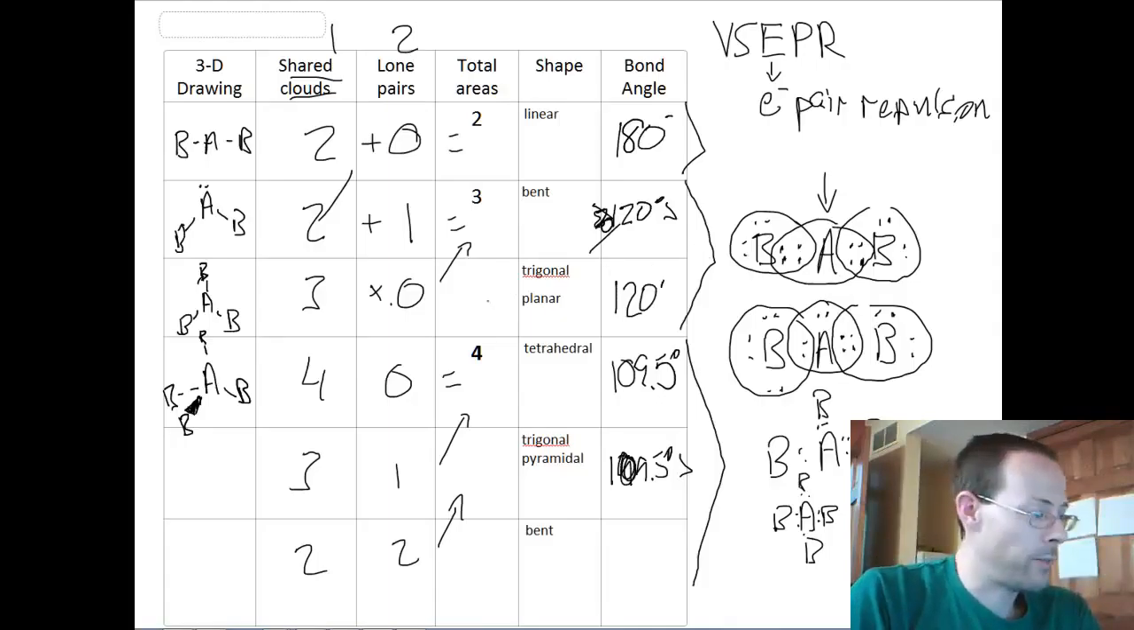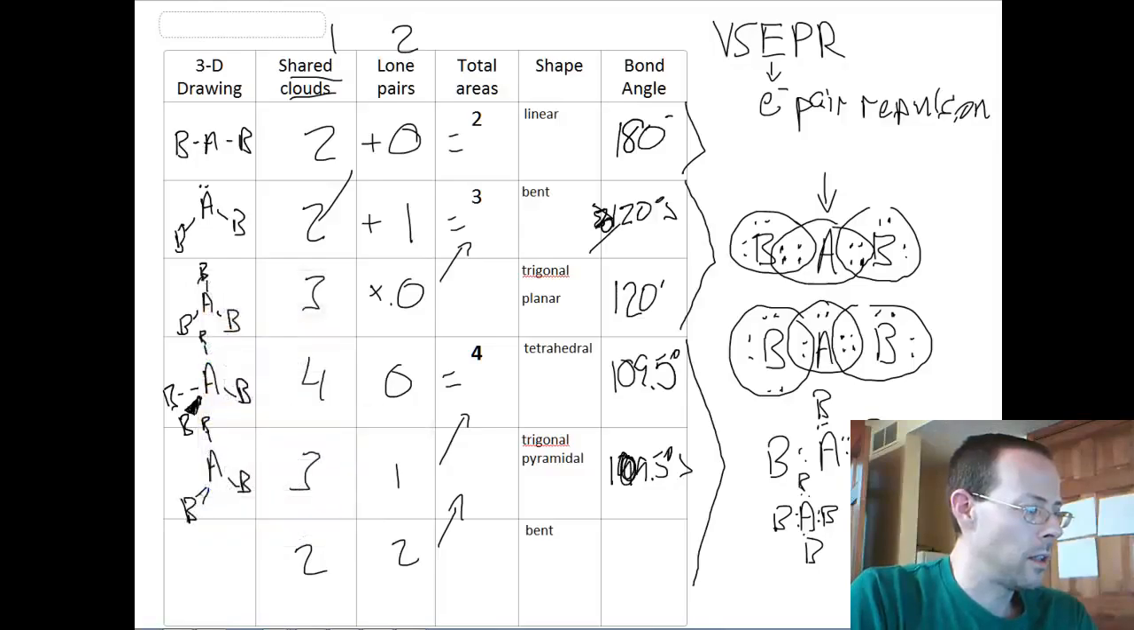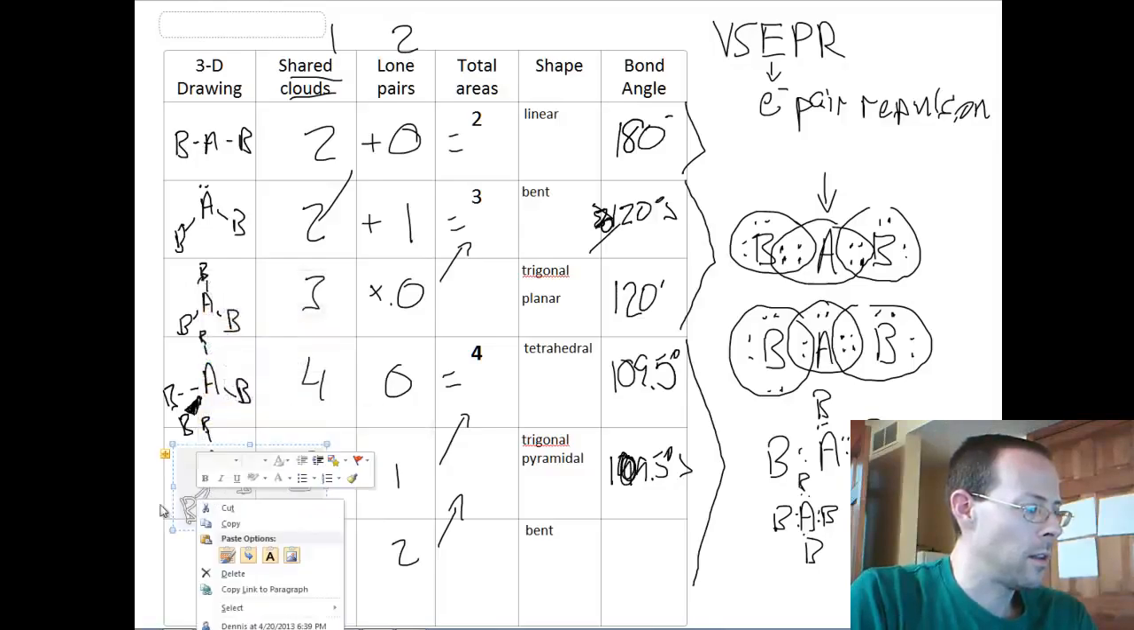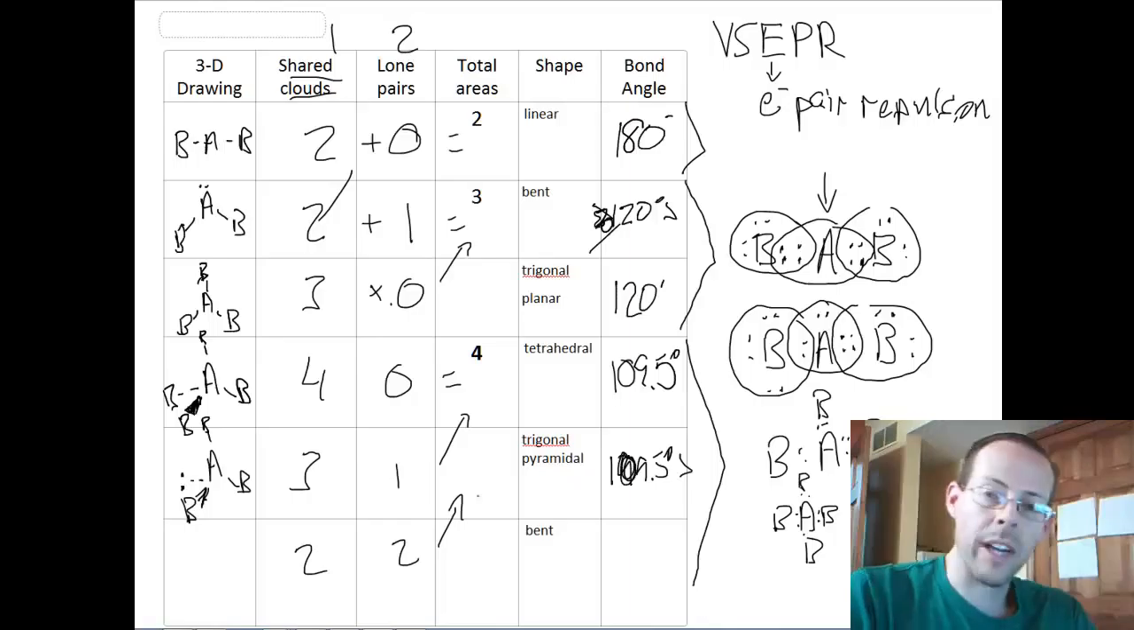The way this might look in 3 dimensions would be something pretty similar to the last one. We might have A going up to B, going out to B, coming out of the board to B. And then we might just have kind of our electron pairs over here behind the board.